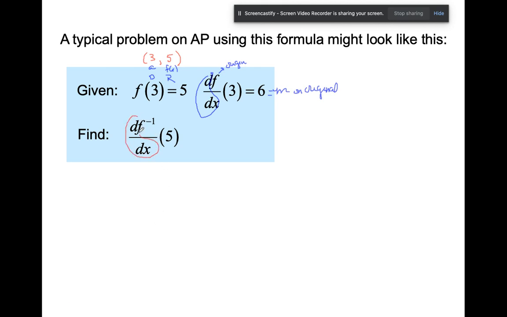They want to know what the derivative of the inverse is at the old range. Used to be a range, is now a domain on the inverse. It is not 6. It is 1 over the original derivative evaluated at the original domain. Okay, so AP likes to test you this way. This is actually more typical than a standard regular problem. Let me show you that.